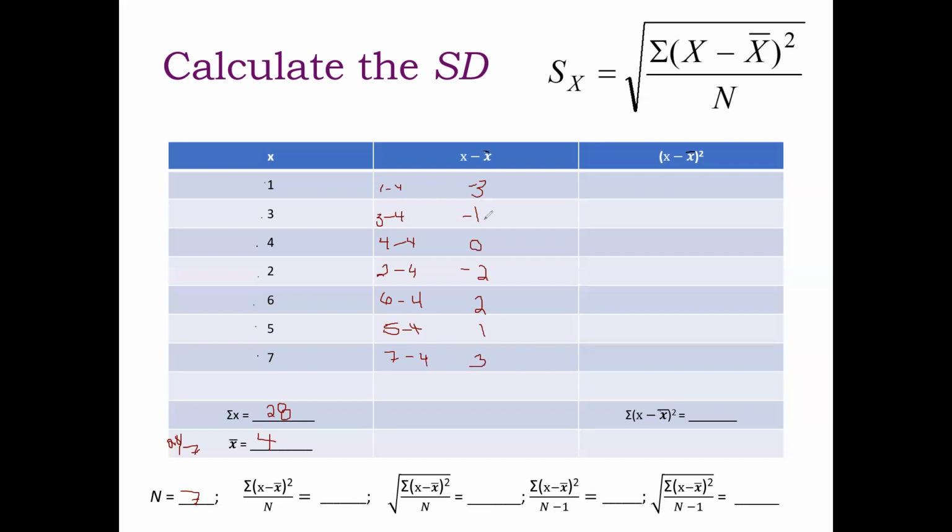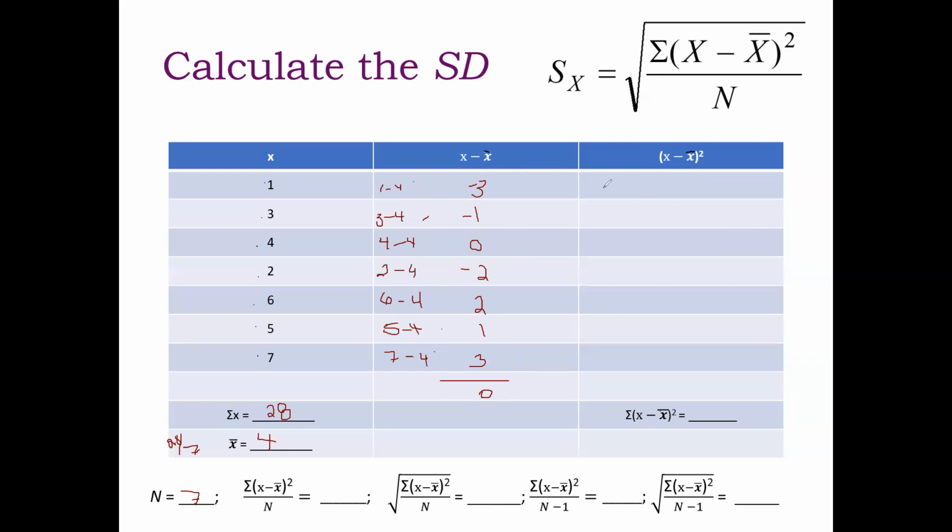Now, if we want to make sure we did it right, we just sum all these guys up, right? To see if it sums up to 0. So you can see negative 3, 3, that's 0, negative 1, 1, that's 0, negative 2, 2. So the sum is 0, right? Okay. Next, we have to square the deviations, right?